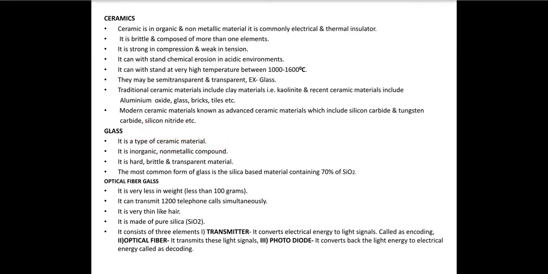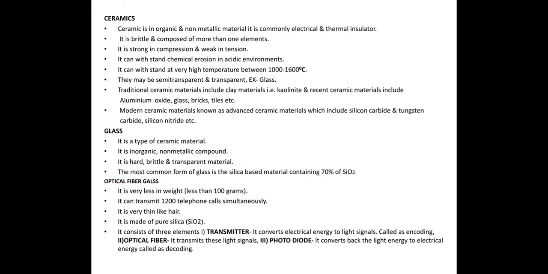Okay, so next we are going to discuss glass. It is a type of ceramic material. I told you it is inorganic in nature, it is a non-metallic compound, it is a hard, brittle and transparent material. The most common form of glass is a silica based material containing 70% silicon oxide, SiO2.